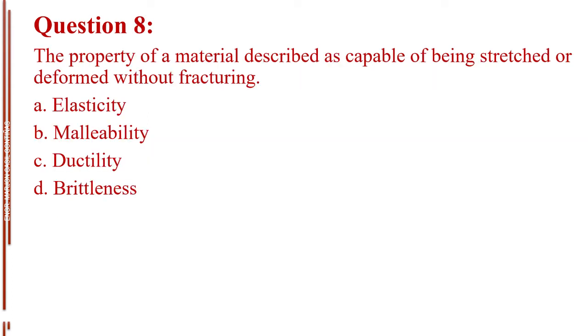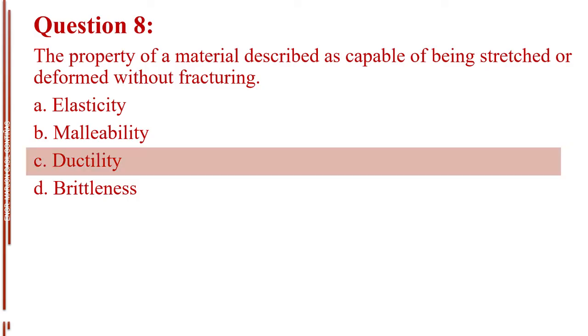Question number 8. The property of a material described as capable of being stretched or deformed without fracturing. Letter A, elasticity. Letter B, malleability. Letter C, ductility. Letter D, brittleness. The answer is letter C, ductility.